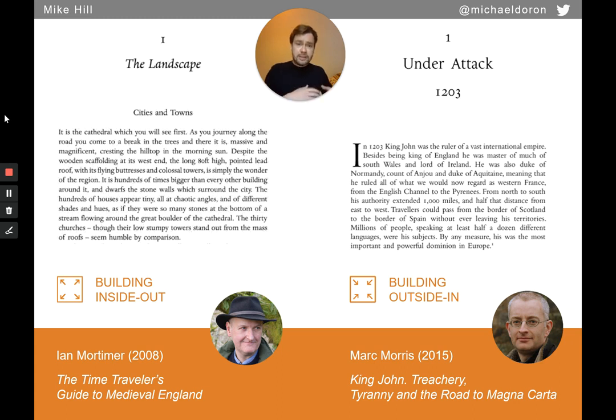And Marc Morris does the exact opposite. He starts off with a big spatial sweep of an empire. He tells us, and I love this phrase, of John ruling over millions of people, speaking at least half a dozen different languages. But he doesn't stay at that perspective either. He later on moves us right down to the besieged castles of Normandy, into the towns and shires and forests of England. So Morris does the building outside in. And it's by building the landscapes gradually as we go through them that they are able to develop this really rich sense of place for us as their audience.